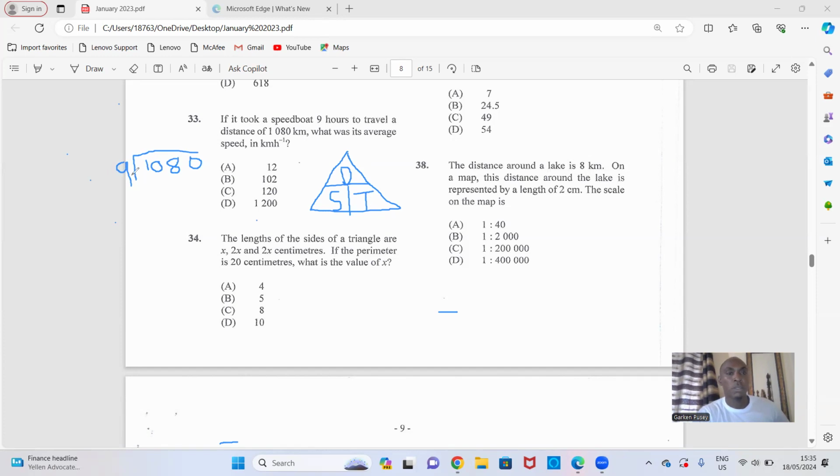9 hours. So 9 can go into 1, no, but 9 can go into 10, 1 time, remainder 1. So let's put the 1 beside this right here and focus on these two digits now, 1 and 8, which is 18. 9 twos are 18, and 9 can go into 0, zero times. There's no remainder, so it means my average speed is going to be 120 kilometers per hour. And you can use this magic triangle to remember it.